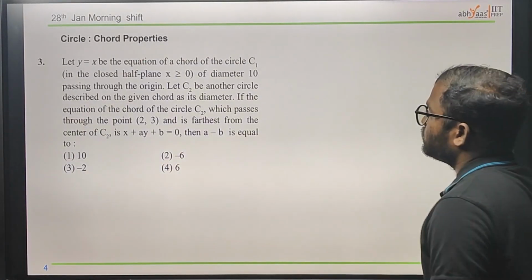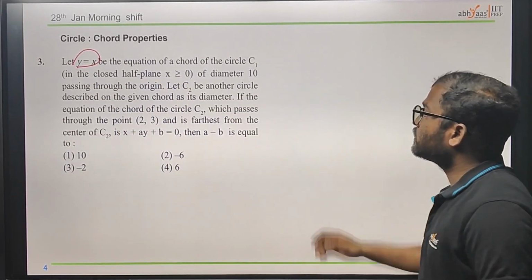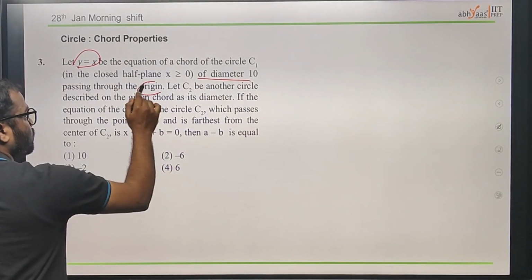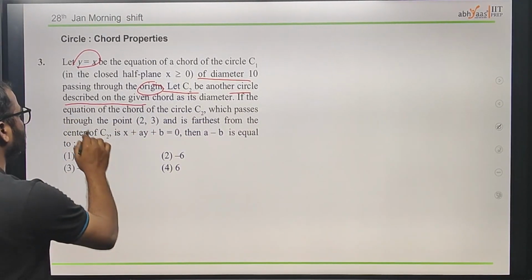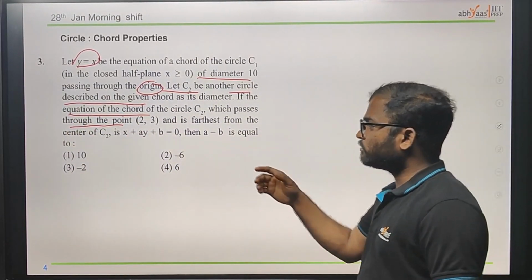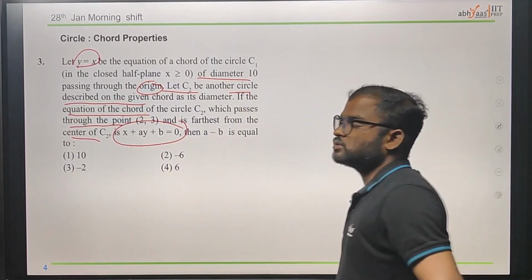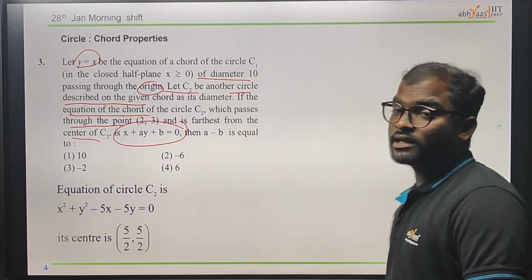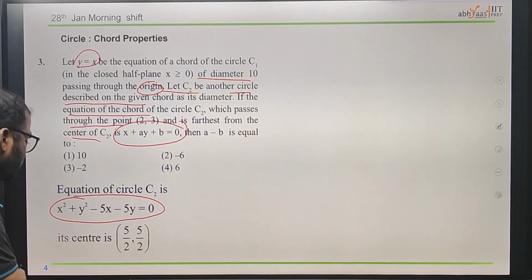Next, a question on the basis of chord properties. We are given y equal to x as the equation of a chord of circle C1, of diameter 10, passing through the origin. Let C2 be another circle described on the given chord as its diameter. If the equation of the chord of circle C2 which passes through the point (2, 3) and is furthest from the center of C2 is x plus ay plus b equal to 0, then what is the value of a minus b? Now the equation of circle C2 is x square plus y square minus 5x minus 5y equal to 0. Now what will its center be?